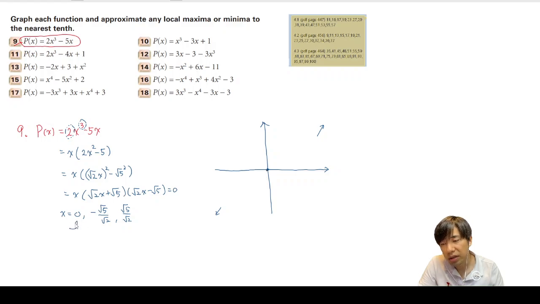See here, x is 0. That's one of the x-intercepts. The remaining two x-intercepts are positive and negative square root 5 over 2. So let's say that's 0, that's square root 5 over 2, and this is negative square root 5 over 2. Then, since the left end must start from down here, and should pass through the x-intercepts, you can draw your graph like this.